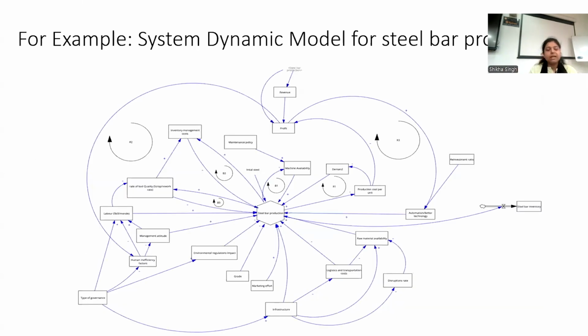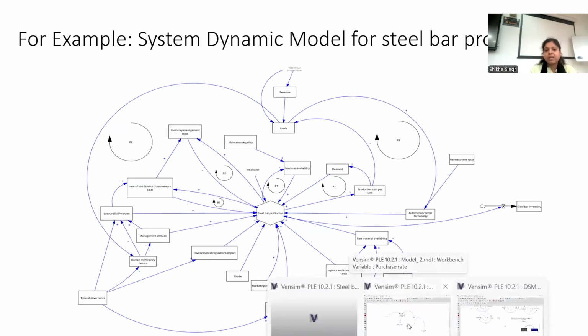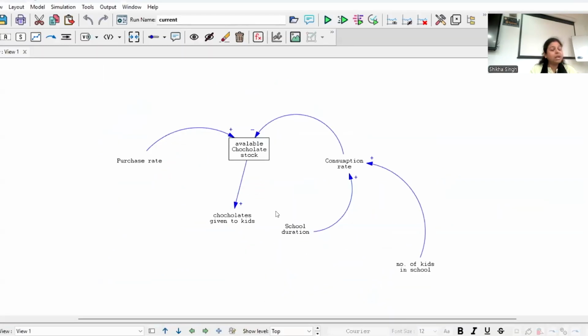So you see this example of a system dynamic model for steel bar production. This is from one of my research works. There we studied the steel bar production and how it is getting impacted by different variables. Now you see this simple research model and how complex it seems, right? So I'm just showing you one very simple example, right? I hope you are able to see my screen. Yes. Okay.